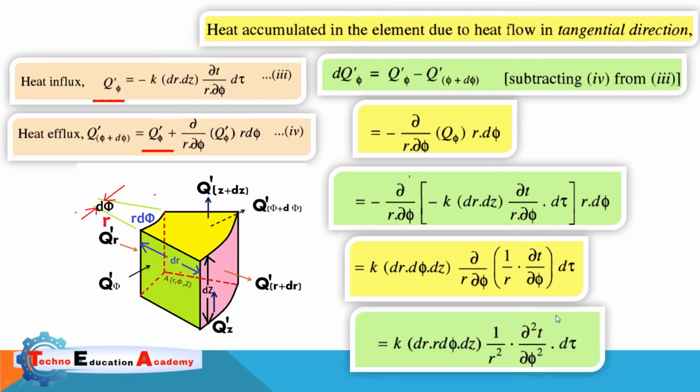Further we will simplify this equation. So 1 upon r into 1 upon r means 1 upon r square, and del by del phi into del T by del phi means del square T by del phi square into dτ term. So this is the general equation of heat accumulated in tangential direction.